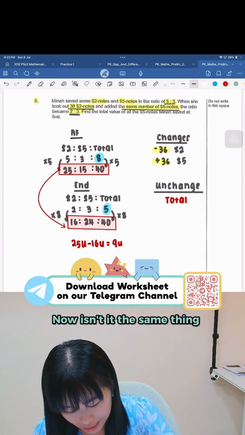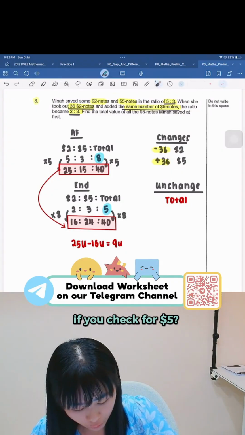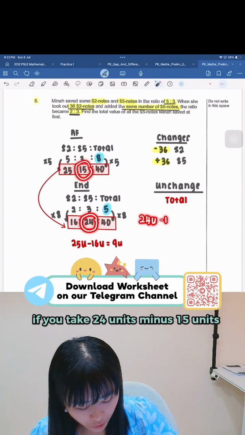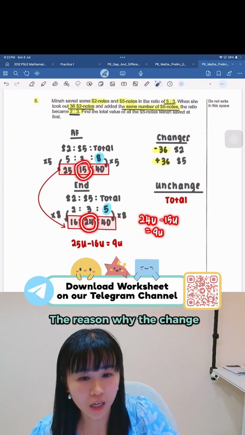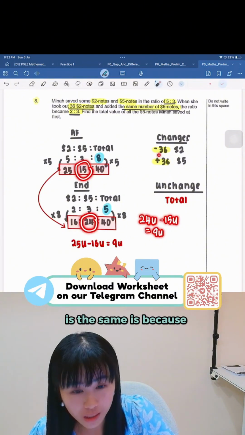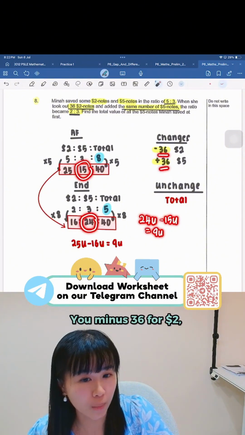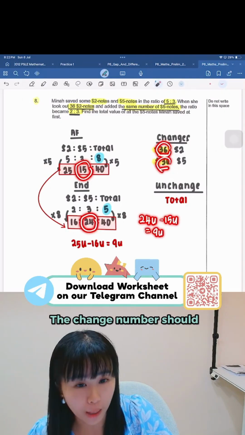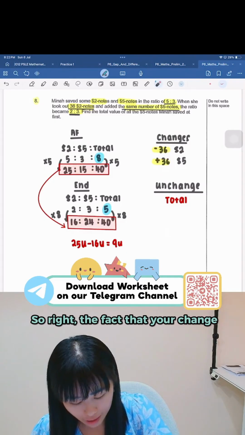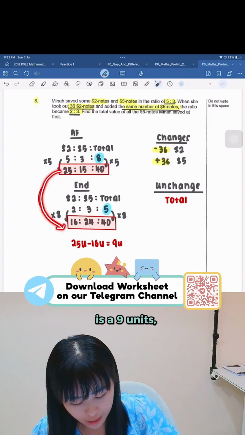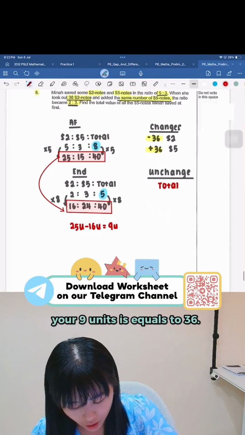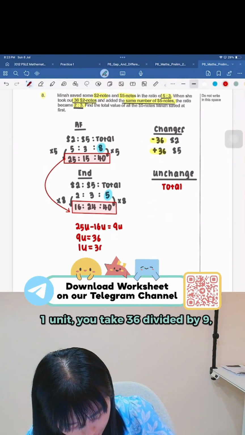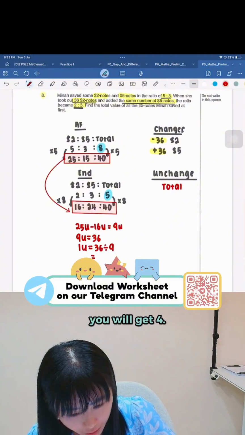Now, isn't it the same if you check for $5? From 15 units to 24 units. If you take 24 units minus 15 units, you also get back the 9 units. The reason the change is the same is because the change number is the same: you minus 36 for $2, you also plus 36 for $5. So the change is 9 units, which equals 36. 1 unit, you take 36 divided by 9, you will get 4.